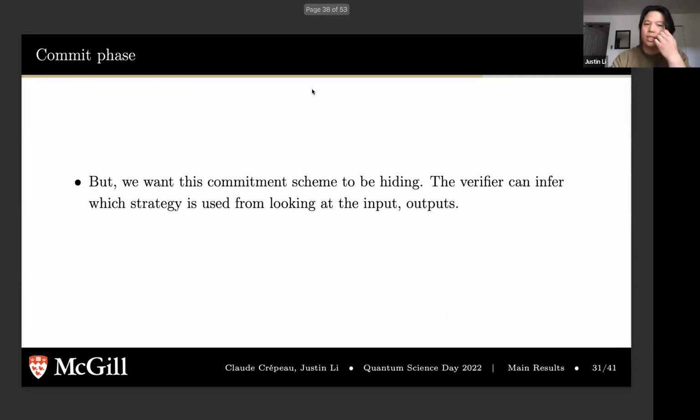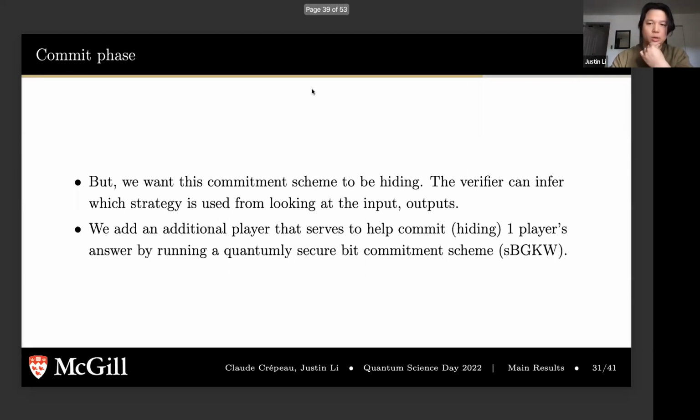So what we want to do is actually to hide a single player's output in order for the verifier to not be able to guess everything. So what we do is we designate one single player to run a separate commitment protocol that is actually quantumly safe to hide the output of his round, basically.